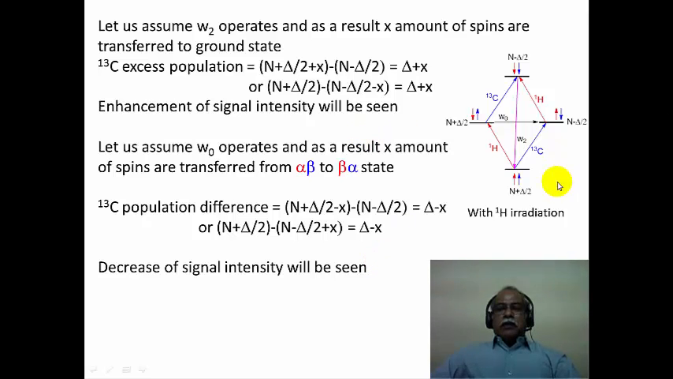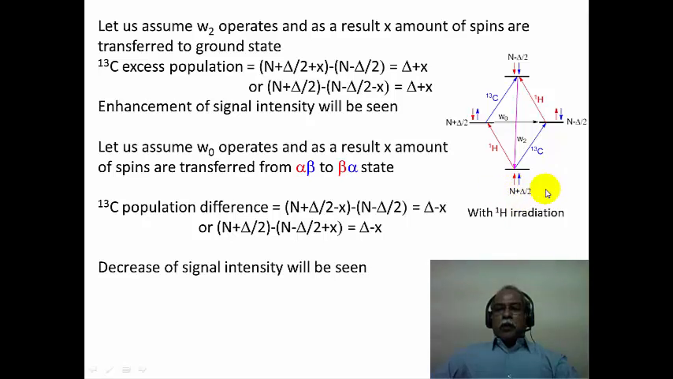Now let us assume that the double quantum relaxation is operational. If the double quantum relaxation is operational, and let's assume there is x number of spins that are getting transferred to the ground state from the excited state. In other words, from this state we subtract x number of spins and bring it to the ground state.